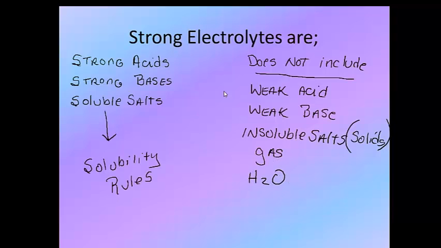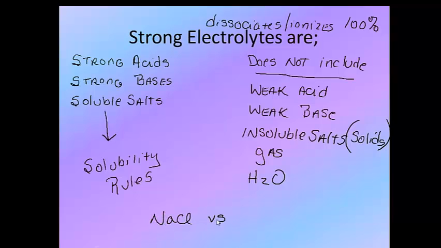Keep in mind what the definition of strong electrolytes is. Strong electrolytes are substances that dissociate, or ionize in the case of acids, 100%. In other words, they break apart 100%. So in terms of sodium chloride versus silver chloride, according to solubility rules, this is soluble and this is not.